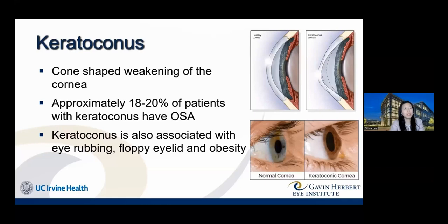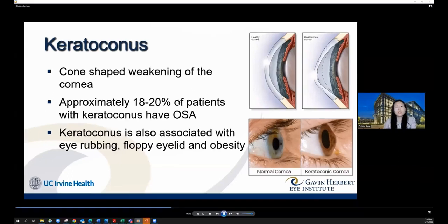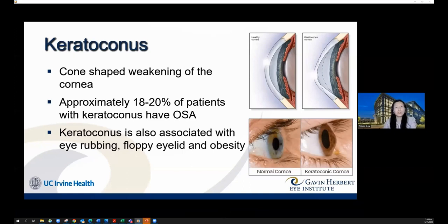Patients with sleep apnea have a higher probability of having keratoconus, but then again, keratoconus is also associated with floppy eyelid syndrome, obesity, eye rubbing, and so it's not clear if the sleep apnea itself is the risk factor of keratoconus or it's the other associated conditions that occur with it. Either way, keratoconus in its most severe form needs corneal transplantation, but if we can control the eye rubbing and these other factors, sometimes that can help. We also have a procedure called corneal crosslinking that helps to prevent progression of this disease.